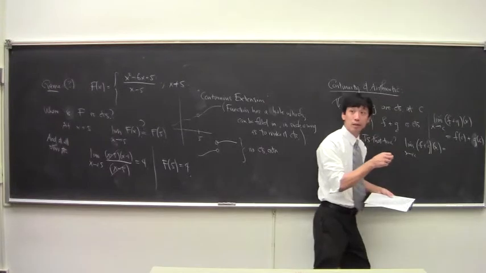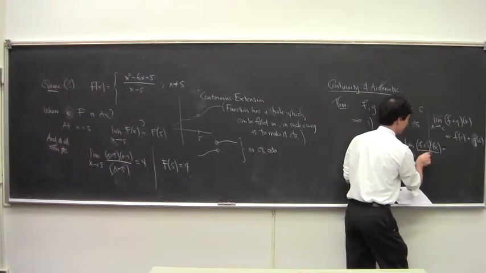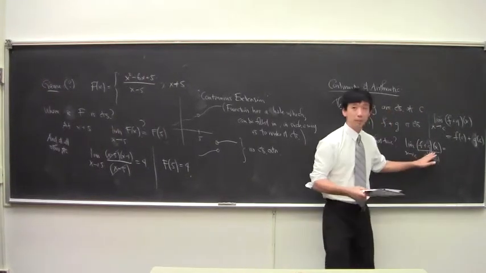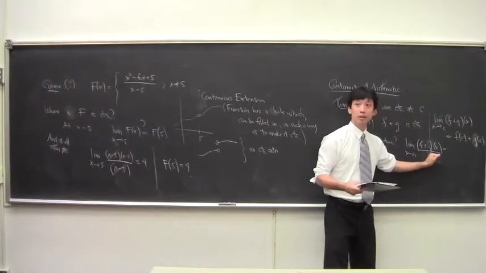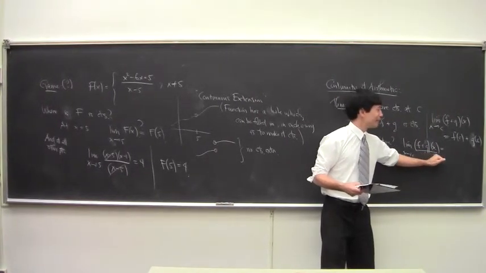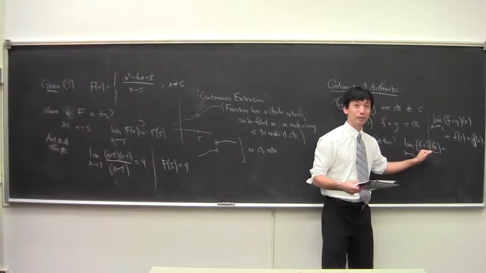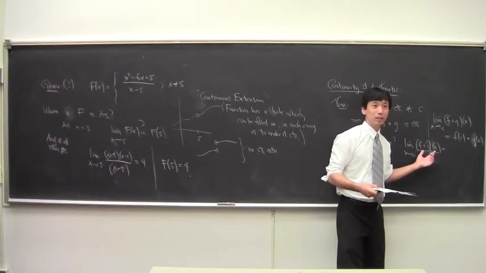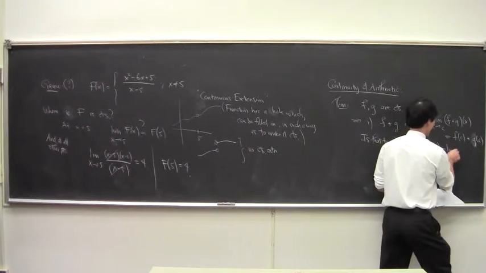Say it again? Yeah, so this is equal to f of x plus g of x, right? And then when you take the limit, you're going to get the limit as x tends to c of f of x plus the limit as x tends to c of g of x. We have this rule about limits: the limit of the sum is the sum of the limits.